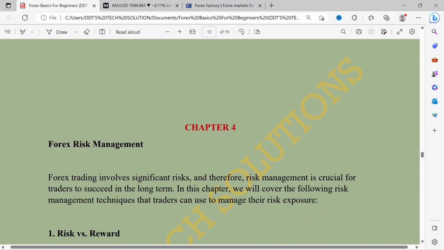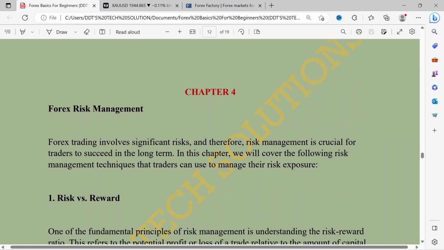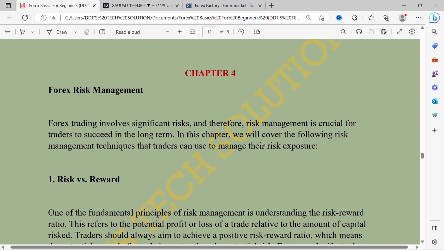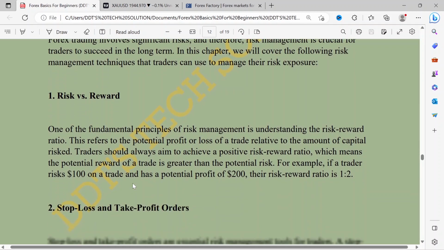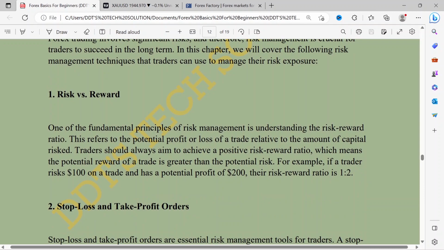We're into chapter 4 of the ebook, talking about forex management. Forex management helps us to identify risks and therefore manage risks. For example, we have risk and reward.